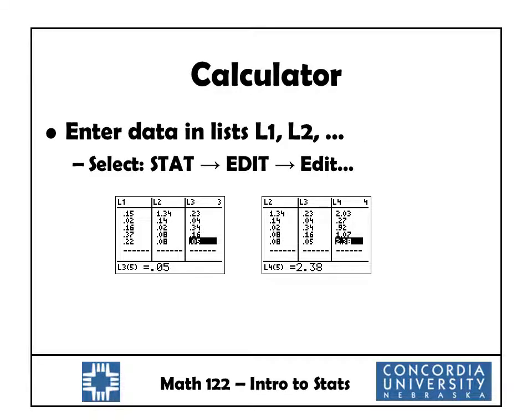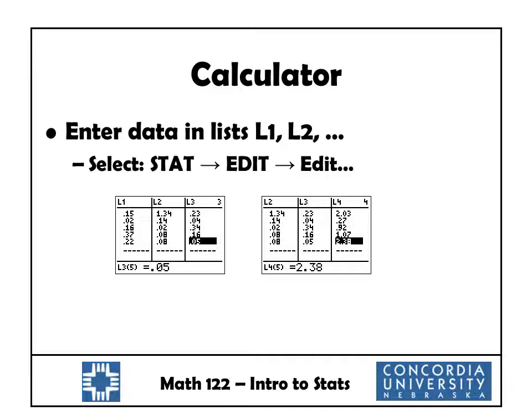So in our calculator, we first need to enter our 4 different samples in lists L1, L2, L3, and L4. To do that, hit Stat, Edit, and then under Edit, you can enter the data. There you see lists L1, 2, and 3 in the left window. In the right window you see list L4.